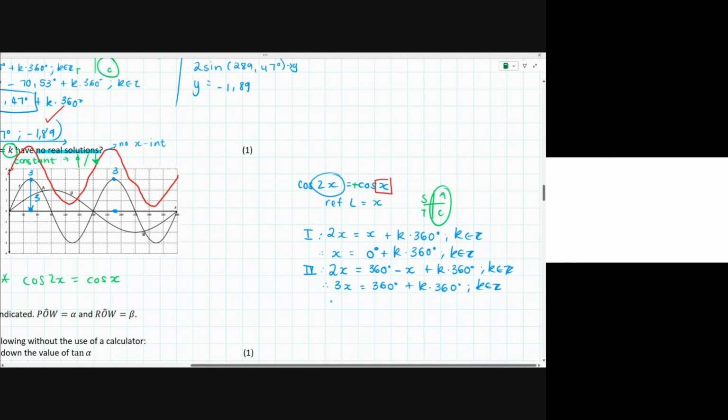I want x alone, so I divide everything by 3. x is equal to 120 plus k times 120, where k is an integer. That took a turn anyways. All right, so when you have the angles like that, you don't necessarily have to find a numerical reference angle. Your reference angle can be a variable. And like I say, I always just work with my reference angle on the right-hand side. It's just easier for me. And then we just go and solve like that.